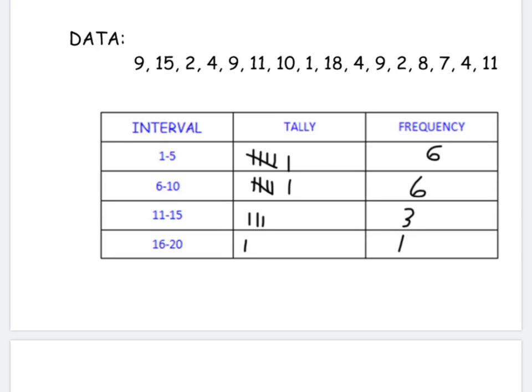The tallies and the frequencies kind of say the same thing. The tallies, you go through your pieces of data and you make a tally for each one where it fits in a particular interval. So like the first one is 9. So I would make a tally in the box for 6 to 10 because 9 is between 6 and 10. And I would go ahead and do that for the rest of the pieces of my data. The frequency is just basically an easier way of looking at the tally column, because it's easier for me to look at it and say 6 than to have to go through and count all the tallies.